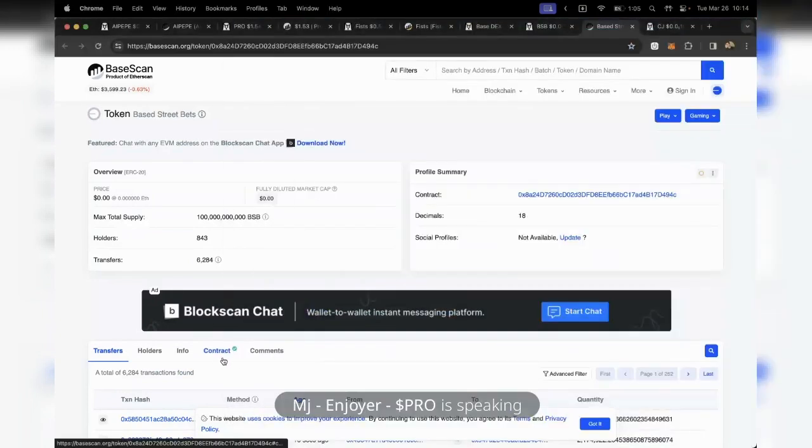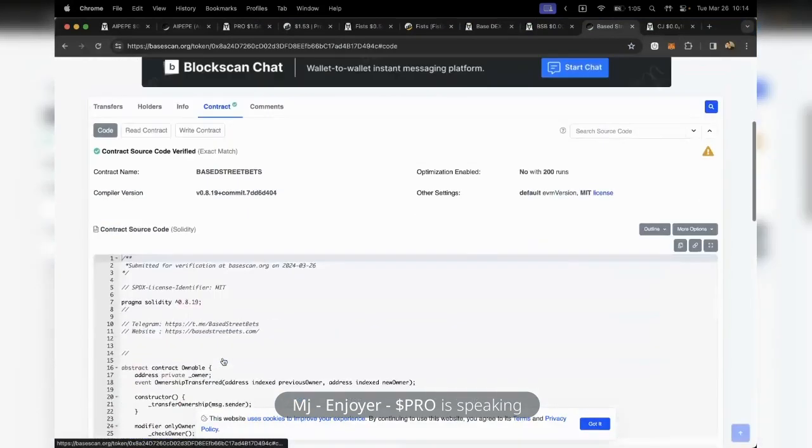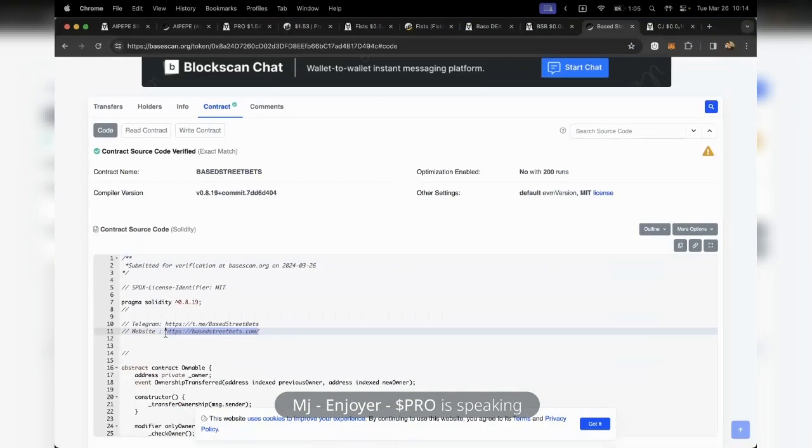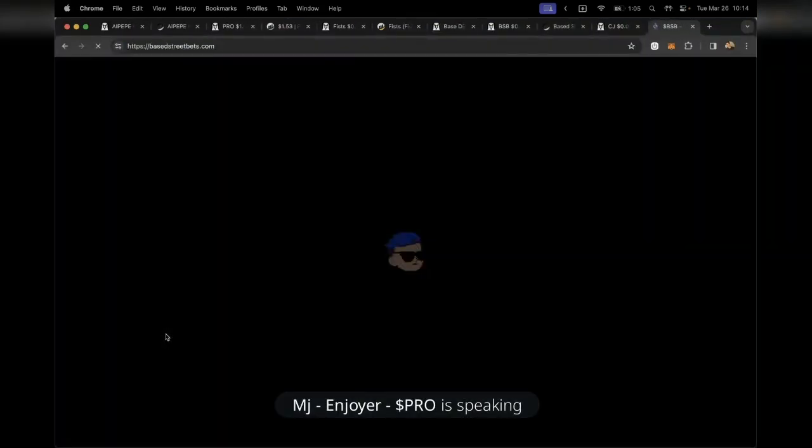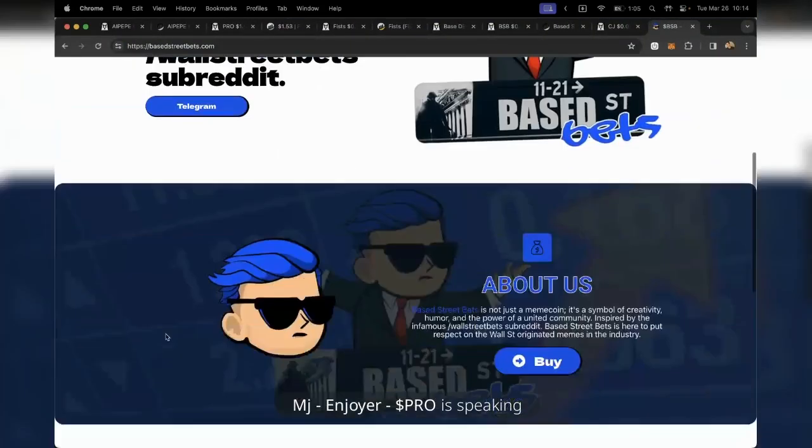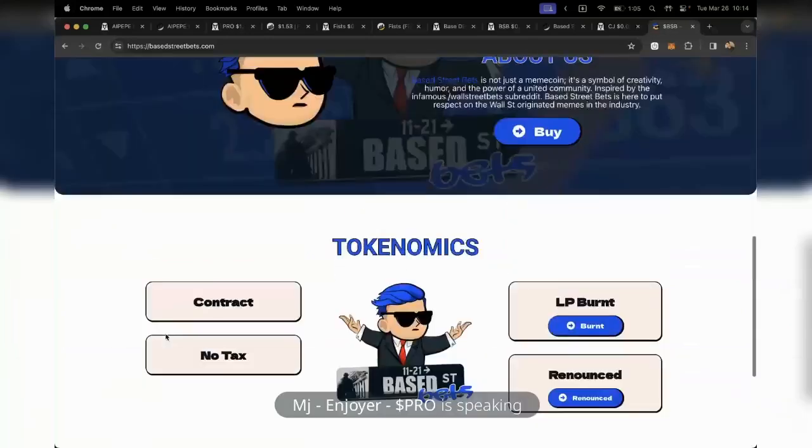So let's look at, which one was this? This is Base Street Bets, which just launched tonight. There's their Telegram and their website. Something to do when you're trying to evaluate a coin that just launched: look at the website. Does it look like shit? It doesn't. Pretty good. I mean, it's all right.